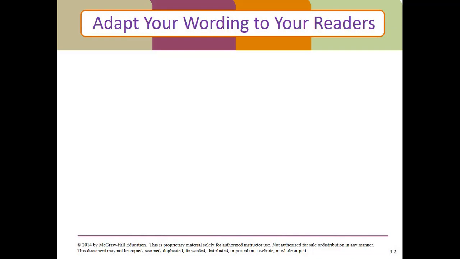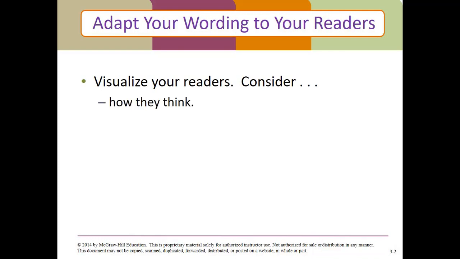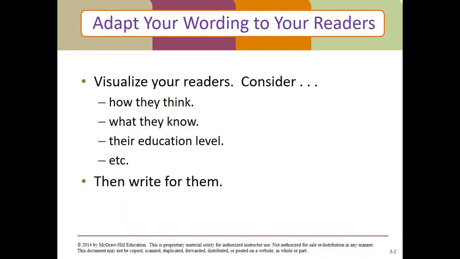First of all, what are the things that you should consider before writing something to readers? In this case, you need to visualize your readers based on how they think, what they know, their education level and so on. And finally, after considering all these things, you need to write for them.